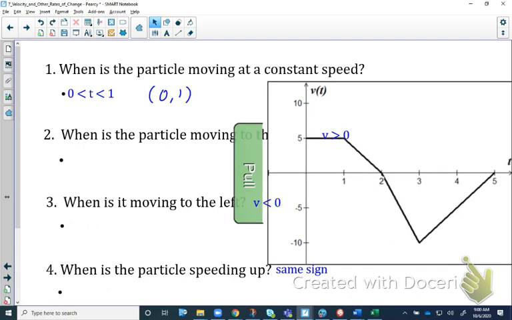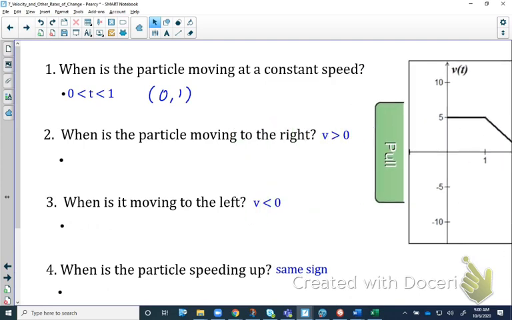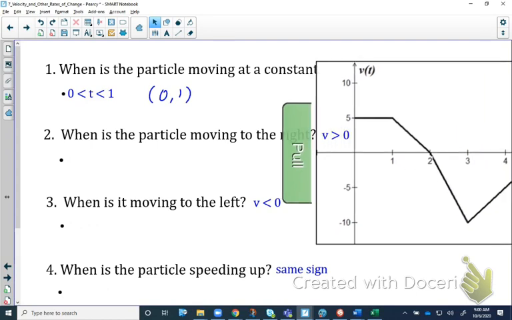When, and let me go ahead and move this out of the way. When is the particle moving to the right? Meaning that when is the velocity going to be greater than 0? And again, just looking at the graph, you can see it's going to be greater than 0 along the time from 0 to 2 seconds, or 0 to 2, because we don't actually know if it's in seconds here.